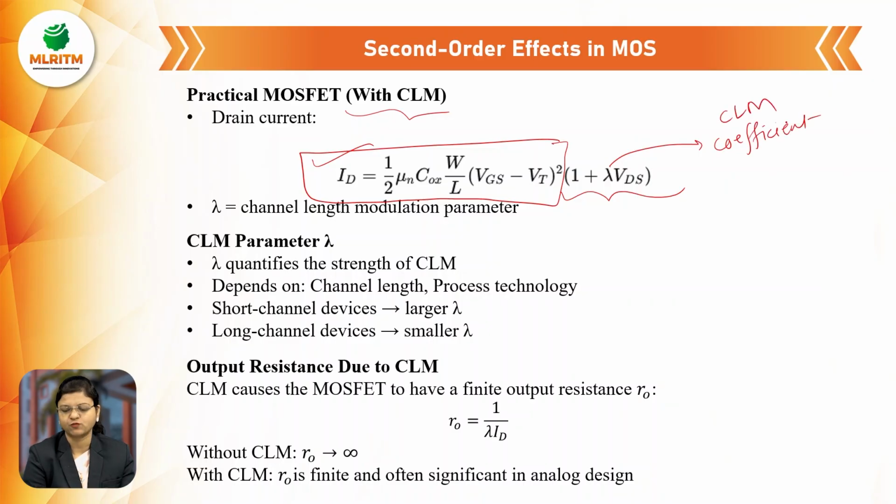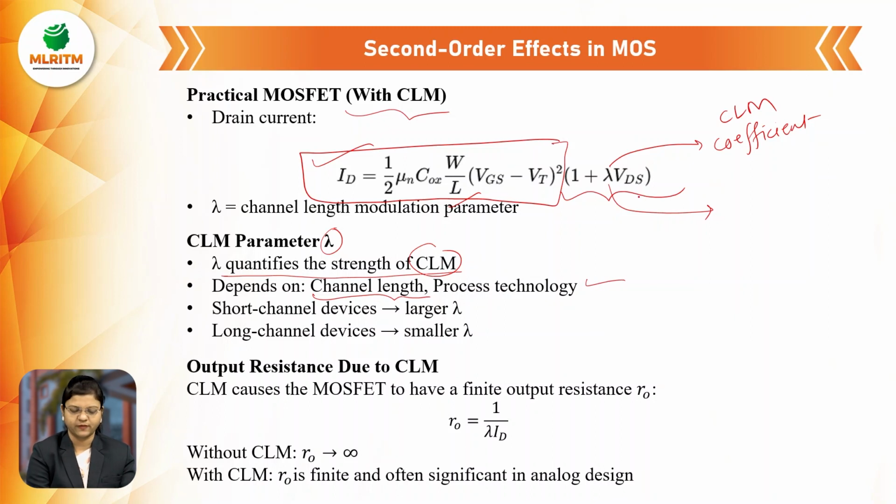So this is the CLM coefficient, the channel length modulation coefficient, lambda. Now this lambda depends on VDS, so as VDS increases, lambda will change. What is the effect of this lambda? It quantifies the strength of the CLM, meaning it decides the strength of channel length modulation. It depends on the channel length L, and on the process technology, which type of technology and which processes are involved in it.